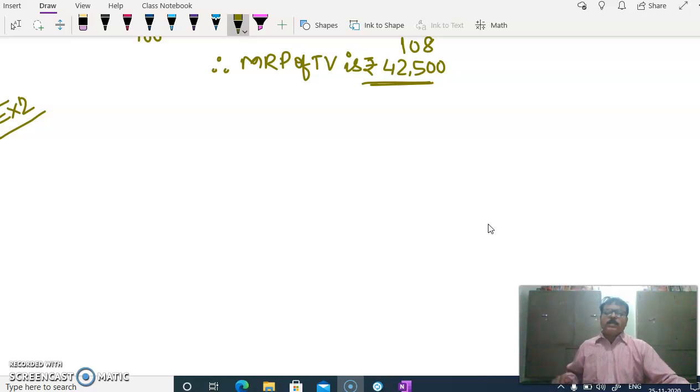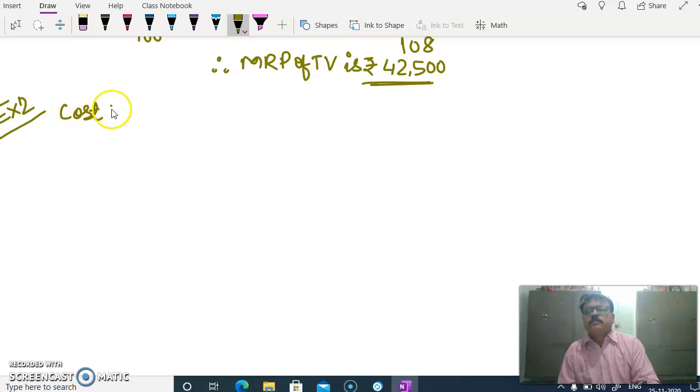42,500. Now let us take one more example. Let me read the question; just listen to the question carefully. It says an article is costing rupees 10,000. It is made in Union Territory of Ladakh and sold in Chandigarh. If rates of CGST and UTGST are 5% and 3% respectively, calculate the rate of the article in Chandigarh. So we all know that the cost price of the article is rupees 10,000.